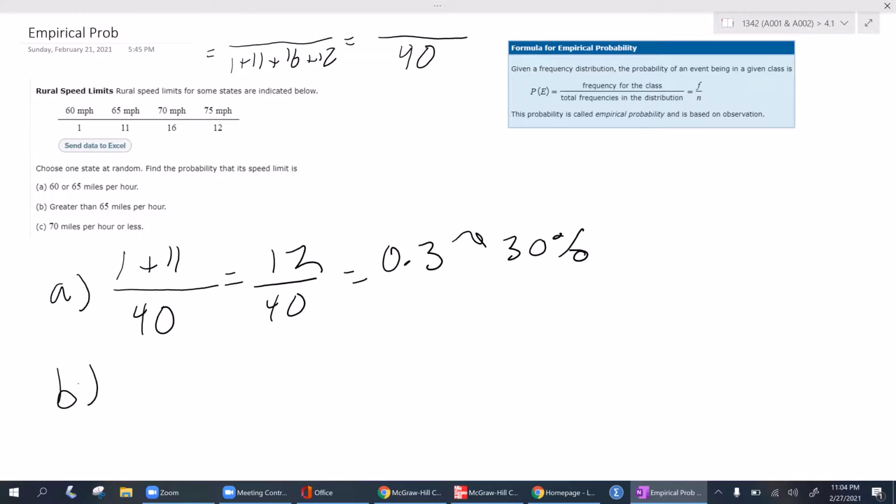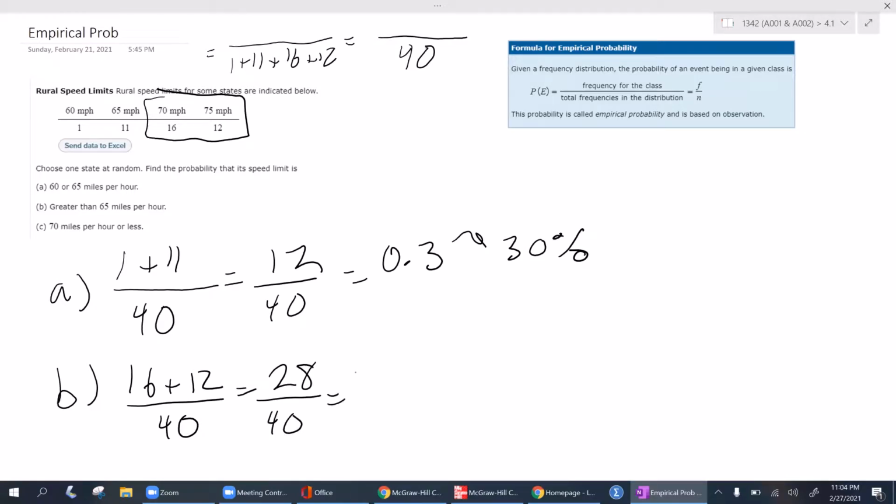You want to know the probability of getting something that is greater than 65 miles per hour. Are you going to include 65? No, because if I had said greater than or equal to 65, you would include 65. So in other words, you just want everything greater than 65, which is going to be those two classes right there, which is 16 plus 12 over my total, which is 40. This is going to be 28 over 40. And what is that on our calculator? That gives me 0.7 or 70%.